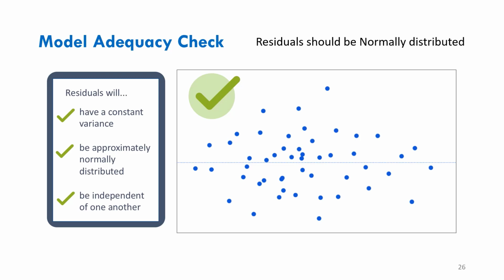Also, we have the model adequacy check, in which we check how the residuals are arranged. There are three conditions of the model adequacy check: we check that the residuals have a constant variance, that they are normally distributed, and also that they are independent of each other.